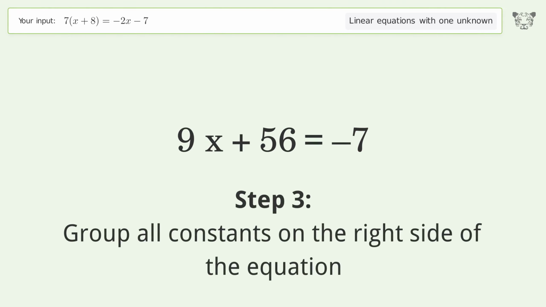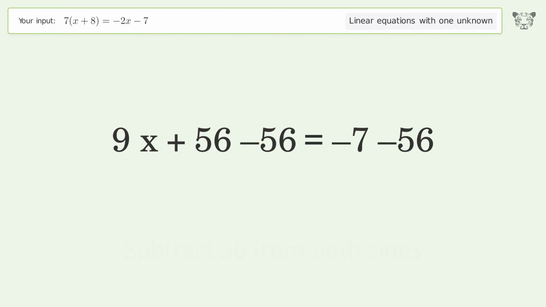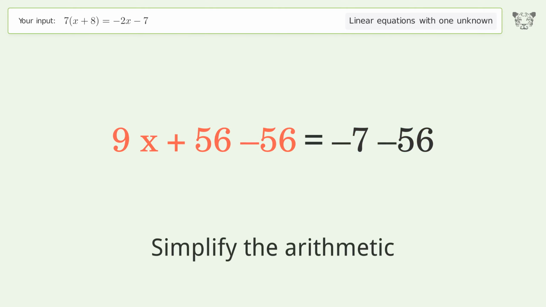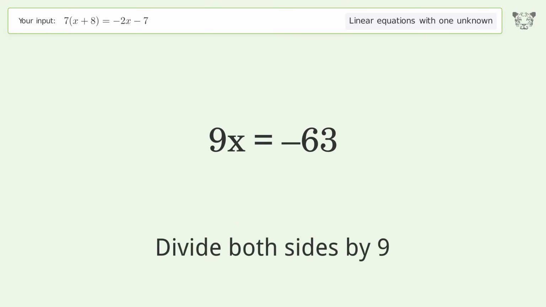Group all constants on the right side of the equation. Subtract 56 from both sides. Simplify the arithmetic. Isolate the x. Divide both sides by 9.